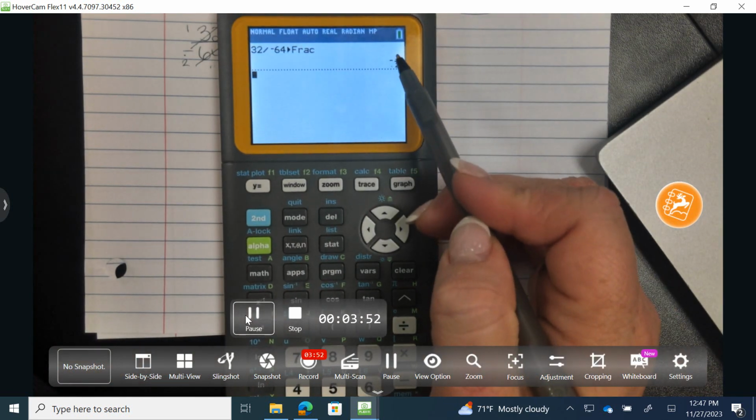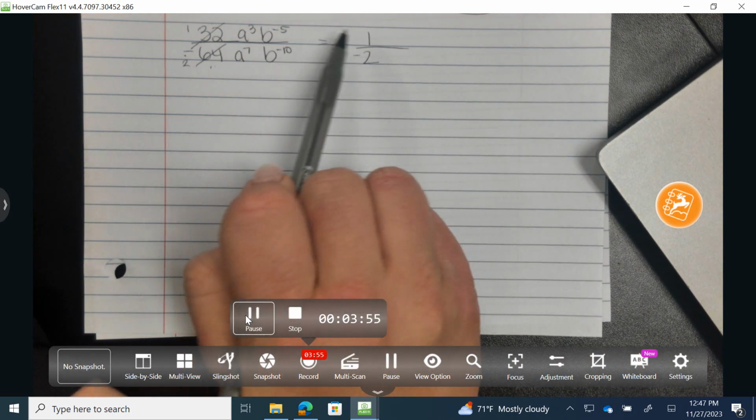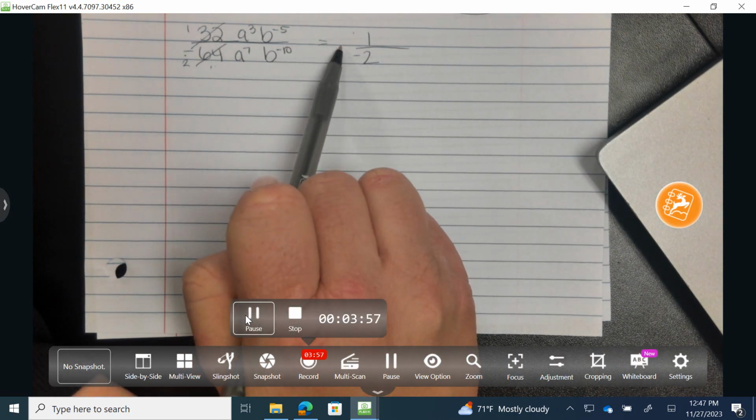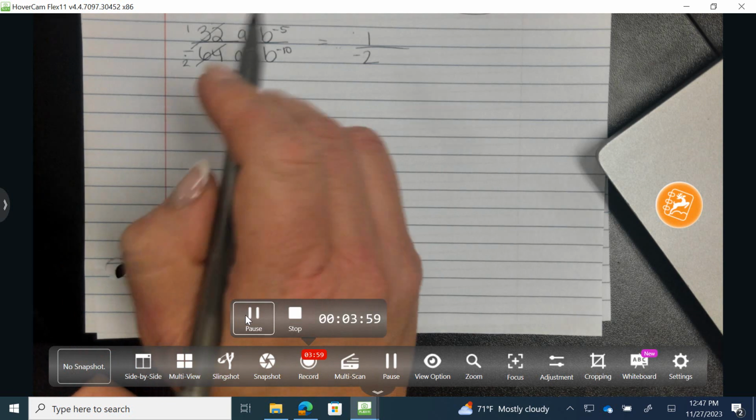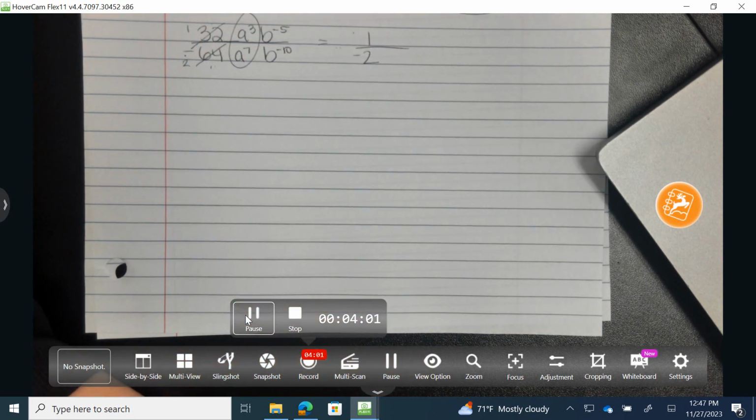Again, where does the negative sign go? As long as there's just one negative sign, it doesn't matter if it goes on the top, on the bottom, or out in front. All right, let's work with the A's. So the first three examples we did were about multiplying when you have the same base.